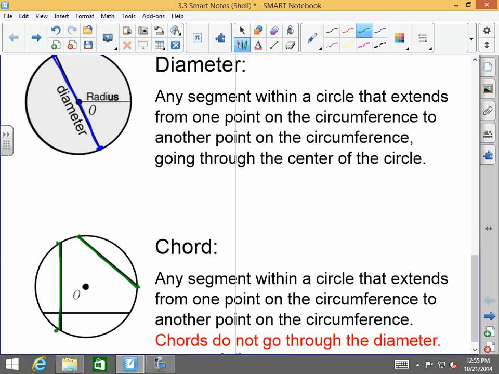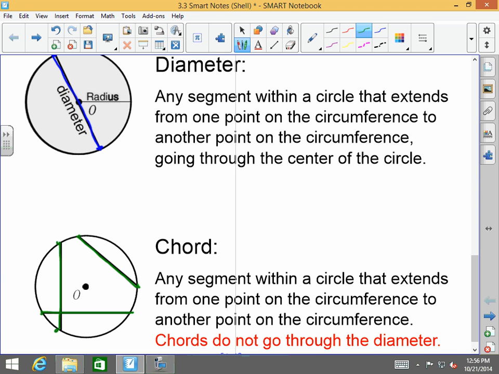But none of these, my friends, are going through the center. That's what makes it a chord. So a lot of times, the question will come up, is a diameter a chord? By definition, guys?